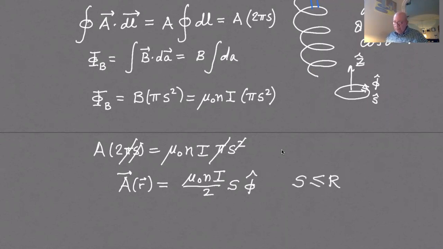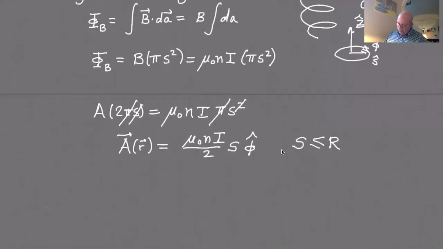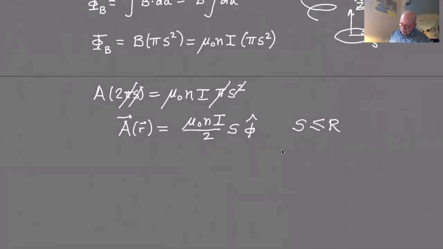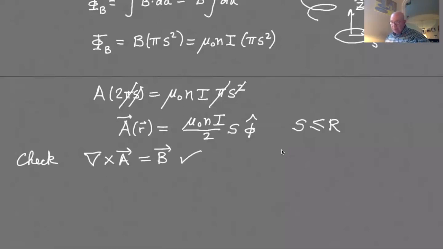We'll check these later. As a check, if you took the curl of A, you better get B. You can check that, and we'll see how the time is when we get there.